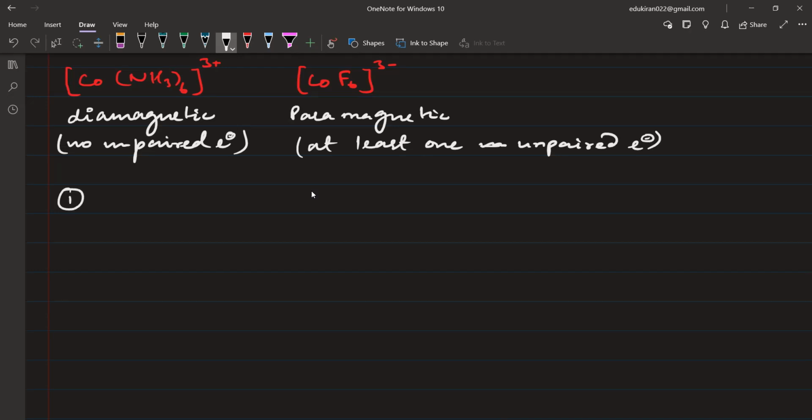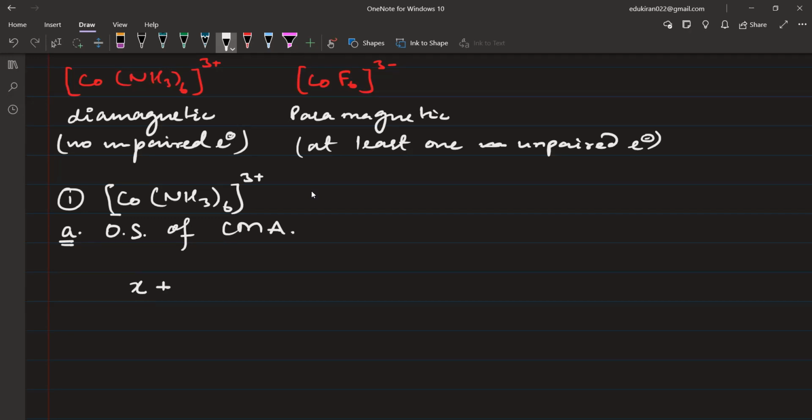So if I look at the first one, that is cobalt NH3 6, 3 positive. Now this is diamagnetic. That means there is no unpaired electron. Whenever you are going to explain anything from the valence bond theory, first find the oxidation state of the central metal atom. Cobalt will be X, NH3 will be 6 into 0, equal to the charge on the complex, plus 3. So X will be plus 3, right? Yes or no?